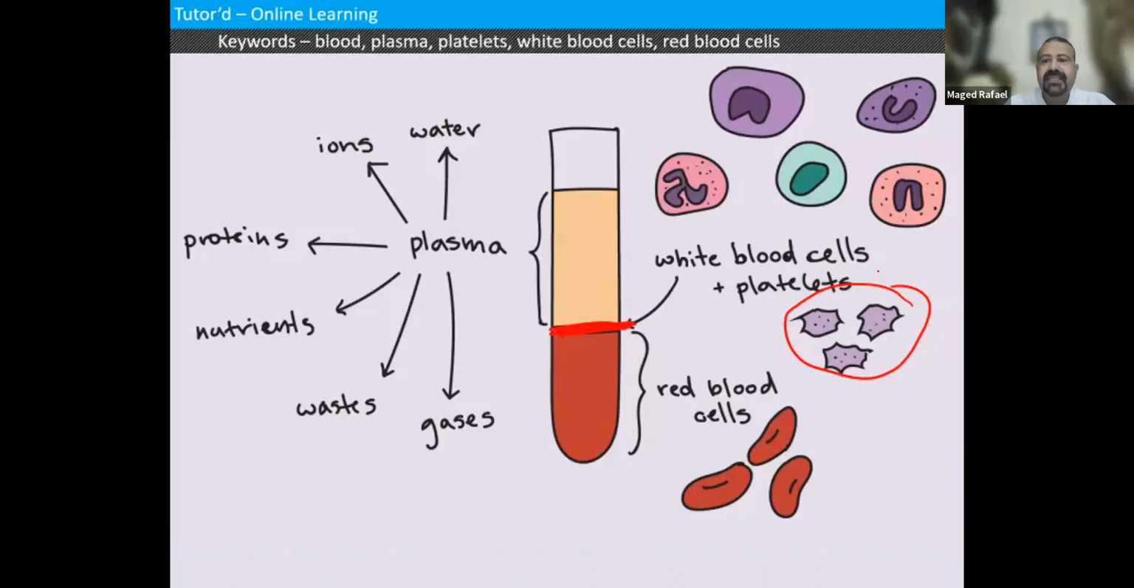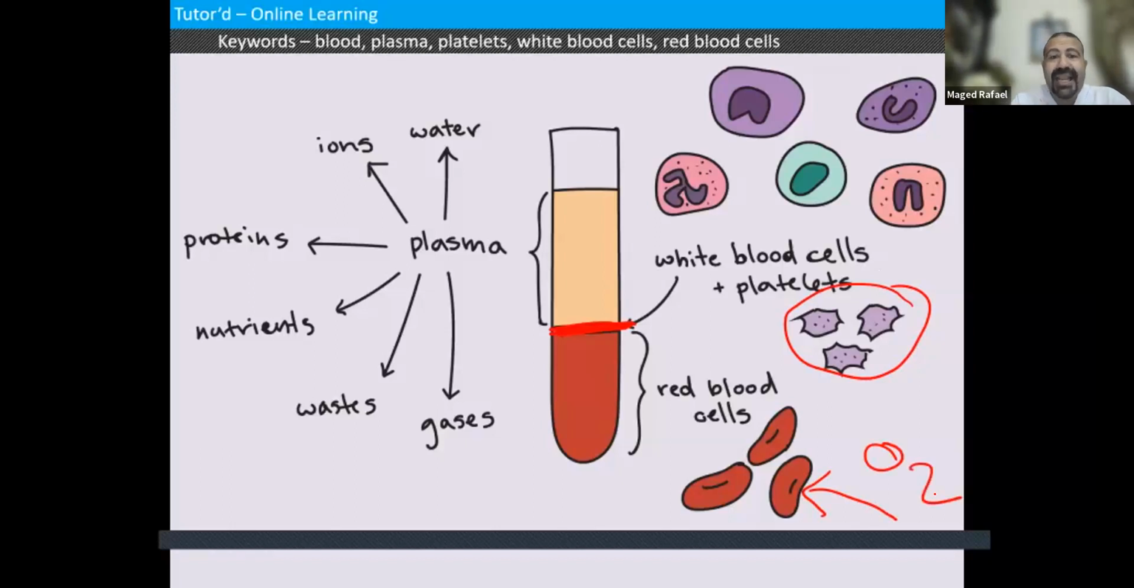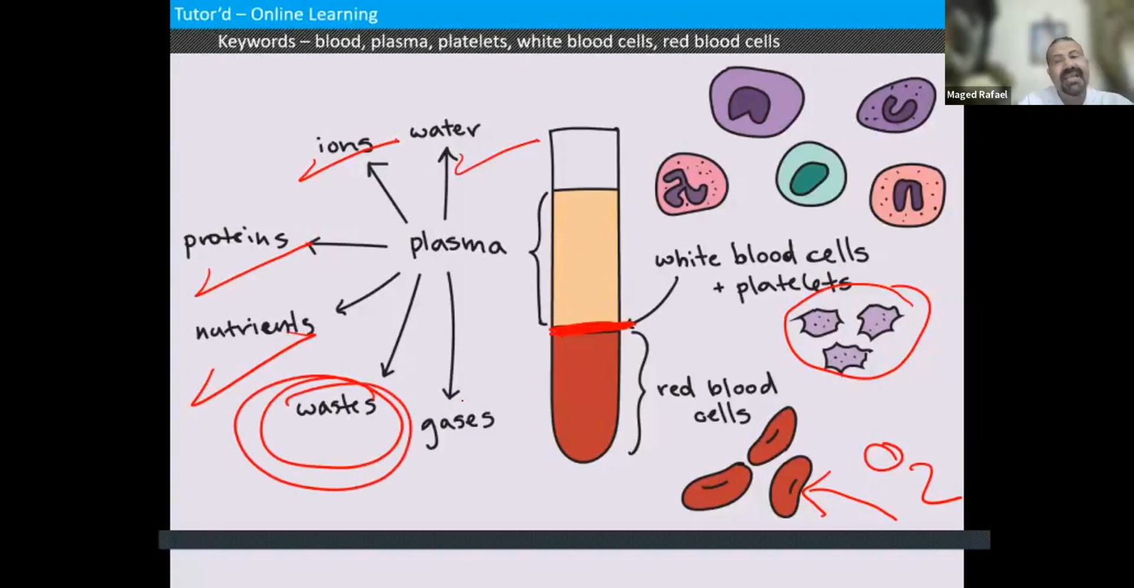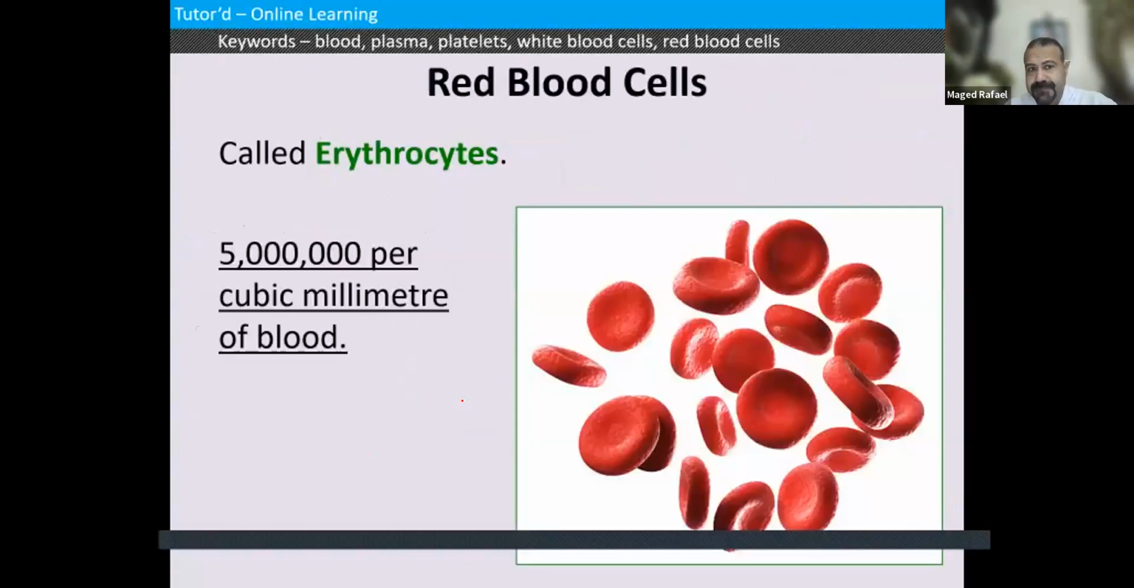The red blood cells are for transport of oxygen. And in the plasma, we have a lot. We have water, and a high percentage is water. We have ions, proteins, and nutrients, all of the nutrients found in the liquid part. To cut it short, all of the chemical substances dissolved in the plasma, even wastes and gases, are found in the plasma.